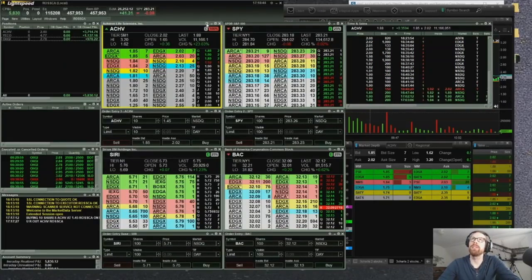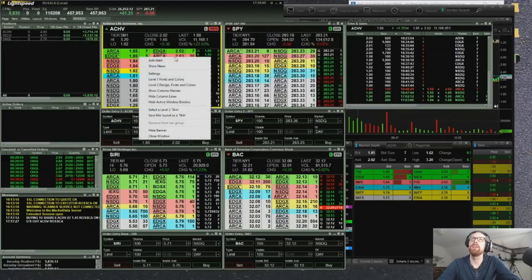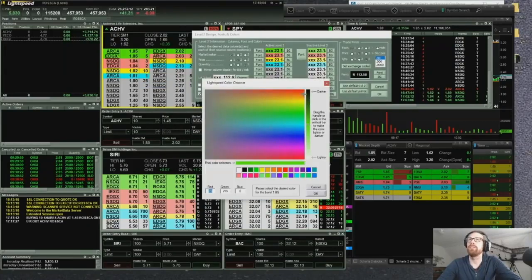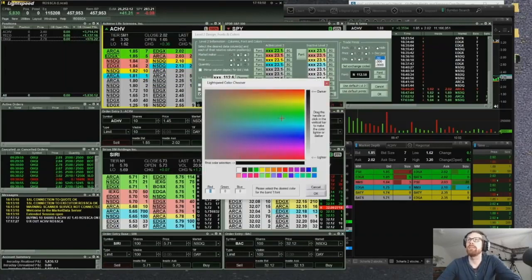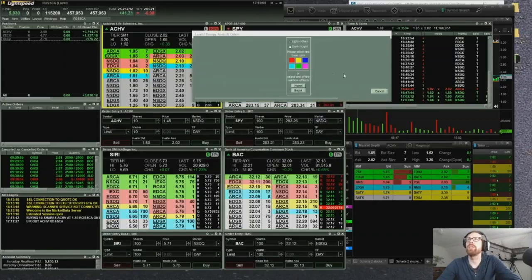So let's see. You can change this by right-clicking. Right-click and then go to Level 2, Fonts, Designs, and Colors. And here you can change the font size. You can change the color. So let's say font size. I want to make it, you know, whatever, a different color. You can change it there.